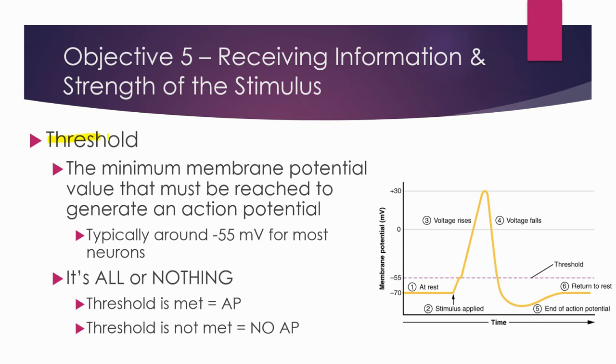So what determines if it will or will not happen? Well, we have threshold, which is the minimum membrane potential that has to be achieved in order to actually generate that action potential. The stimulus has got to be strong enough to change that membrane potential to about negative 55 millivolts. Remember, at rest we were starting at negative 70. Now if the stimulus does meet threshold, then it is going to trigger an action potential, and it is all or nothing. If the threshold is met, the action potential is going to occur and it's going to go all the way down the axon. But if the threshold is not met, no action potential is going to occur.